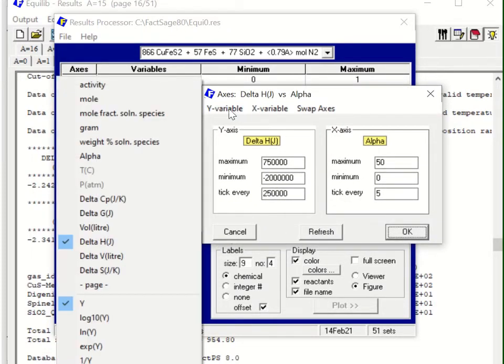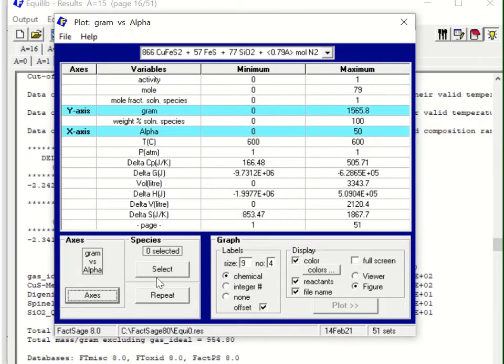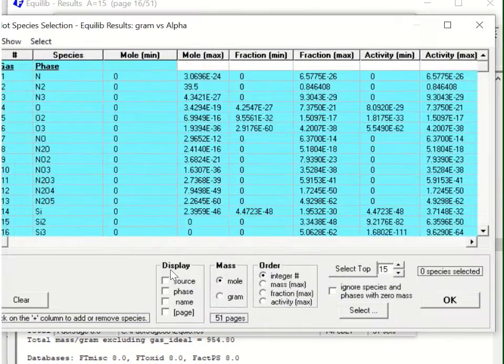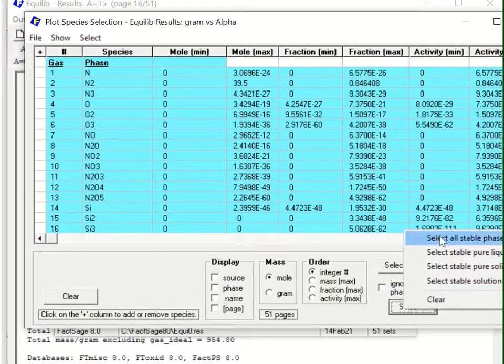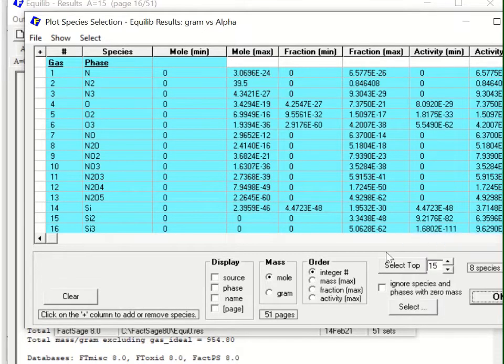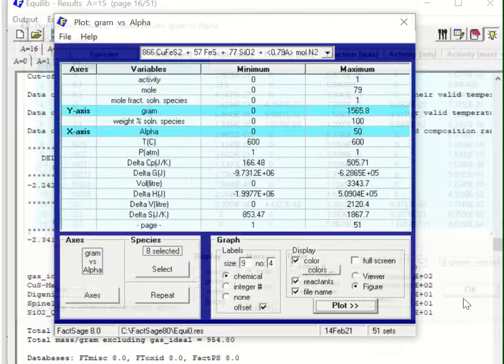You can select your axis, for example, y variable as gram, and the x variable as alpha, and then refresh. And I want to take the gram of all the phases which are forming in this calculation. Say okay, and then gram of what, and select. Then select the all stable phases. So it can automatically select what kind of phases have more than 0 amount, and there are 8 species, and say okay.